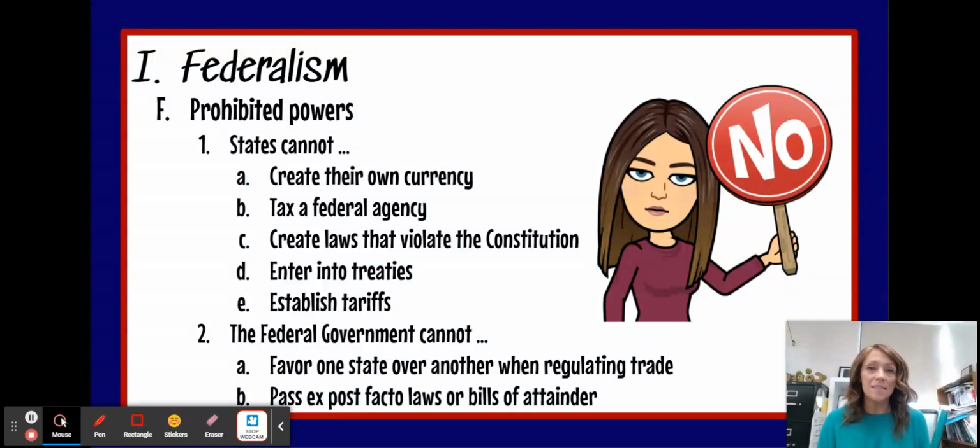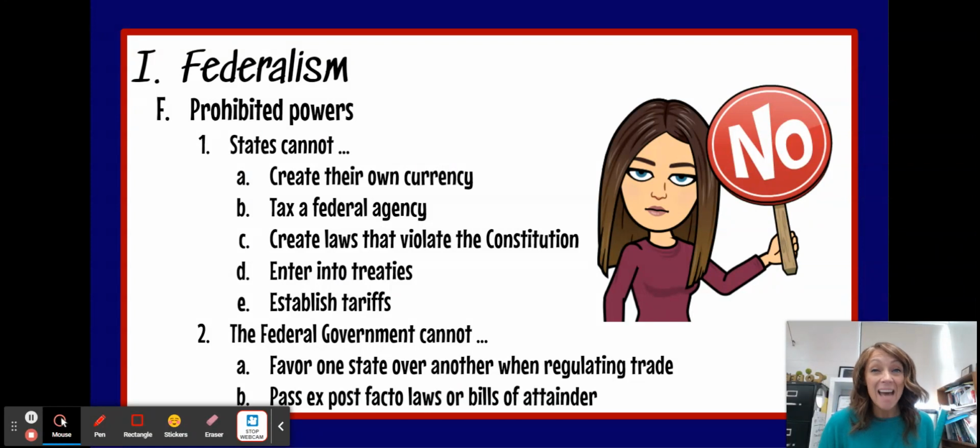We know that states cannot create their own currency. That was one of those gray areas from the Articles of Confederation, and we know that that did not work. So that is definitely going to be in the Constitution, that states cannot create their own currency. We only have one national currency, and that is created by the federal government.